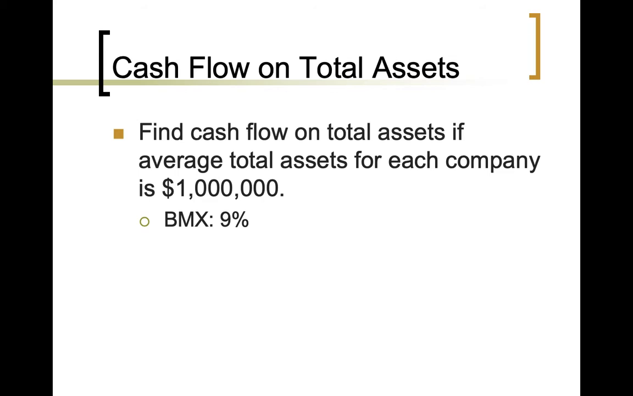So for BMX, I think it was 90,000. So 90,000 divided by a million, then 40,000 divided by a million, and then the negative 24,000. So again, as you can see here, for real companies, I'm just doing this to make it simple. For example, the average total assets are probably different for each company in a real situation.